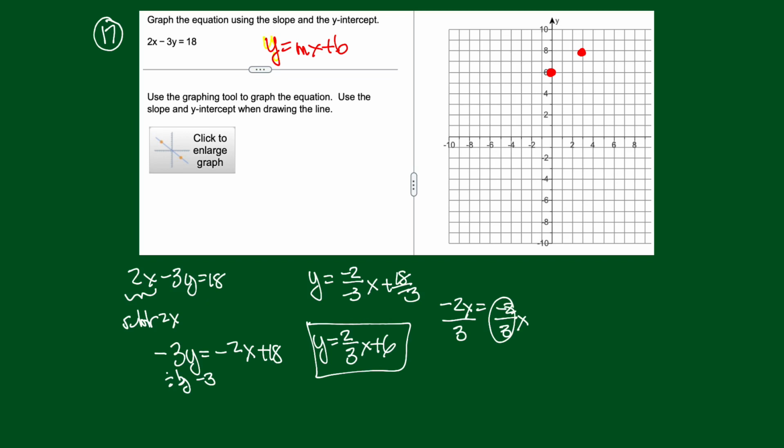All right, now here's what I could do. I'd like another point, just as a check. So do it again. Just start at this point here, go to the right 3, up 2.